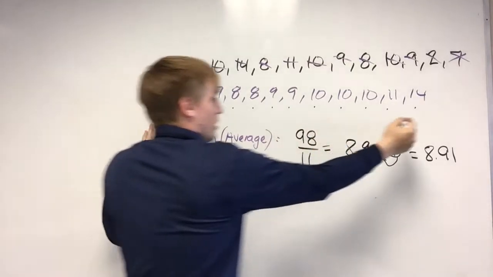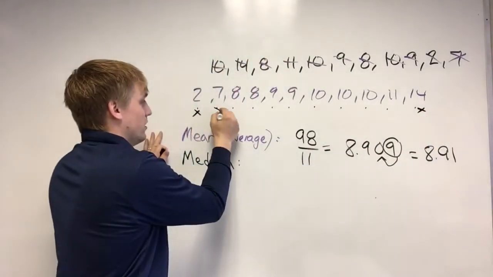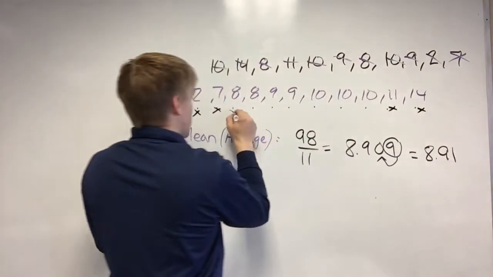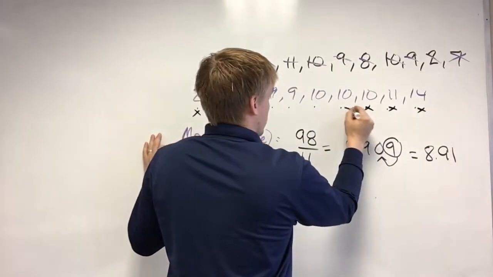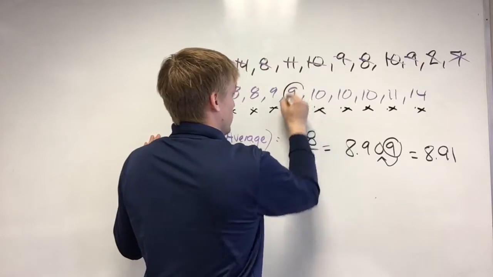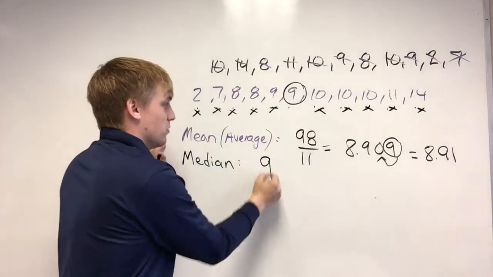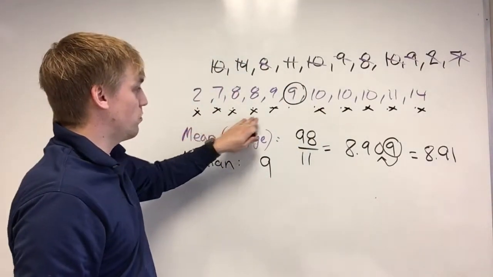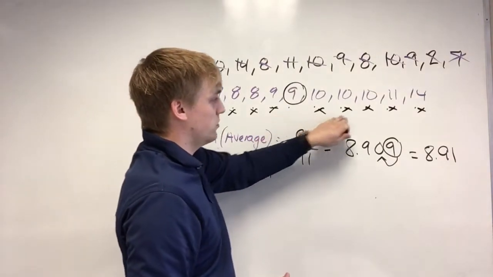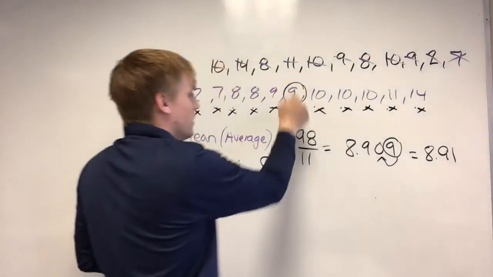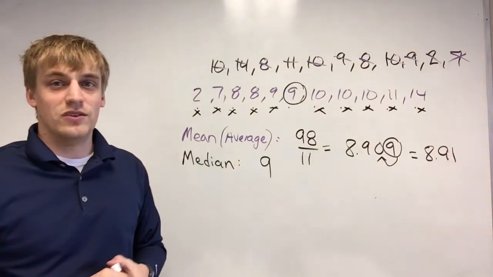Then you just cross off the outside. So I'm going to cross off, and I'm going to put the X underneath until I get to the number that's in the middle. So my median is equal to 9. There's 1, 2, 3, 4, 5 numbers on this side. 1, 2, 3, 4, 5 numbers on this side. My middle number is 9. So that is the median.